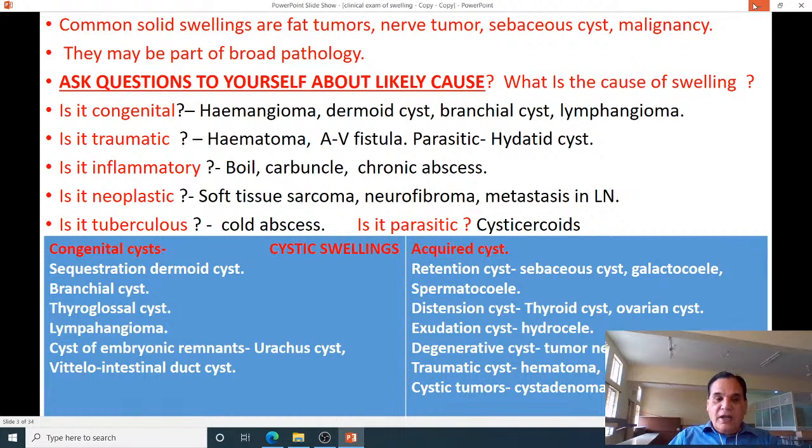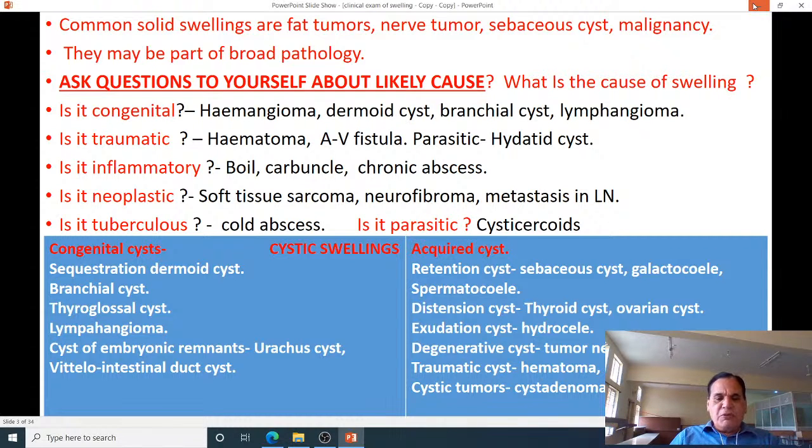Is it congenital? Yes. Then what is it? Hemangioma, dermoid, branchial, lymphangioma, because congenital swellings are limited. Is it traumatic? Then what? Most likely hematoma, organized hematoma or fresh hematoma, bone trauma. Traumatic can be AV fistula. Chronic consistent trauma can cause arteriovenous malformation and fistula.